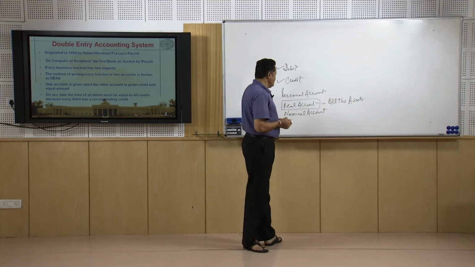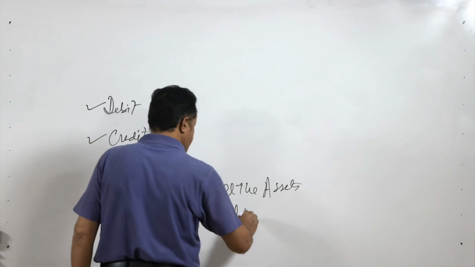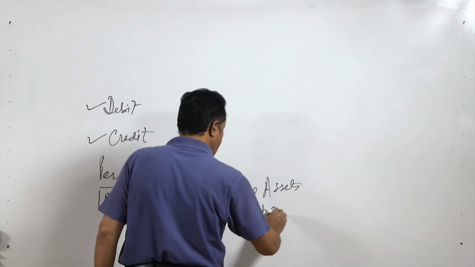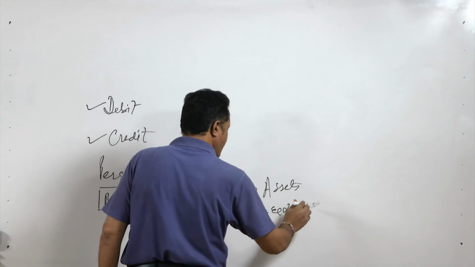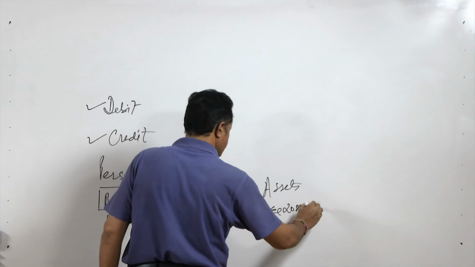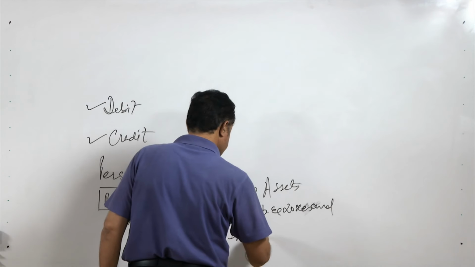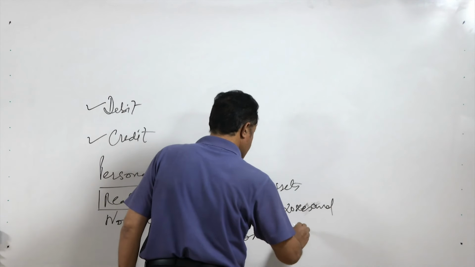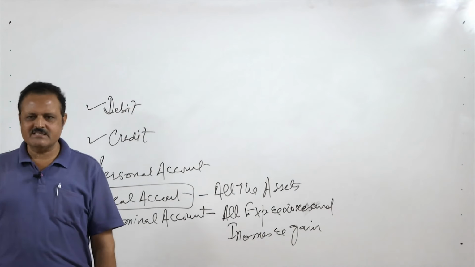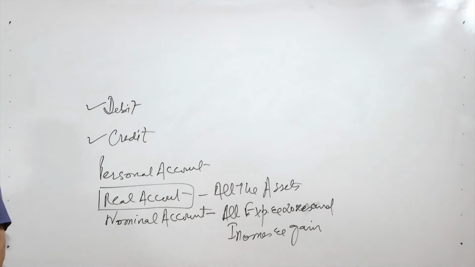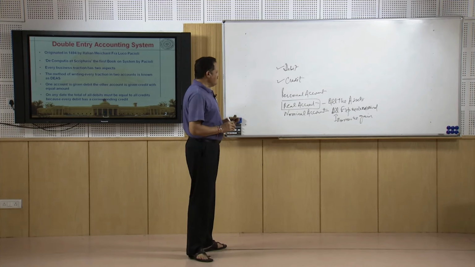Under this account, we record all expenses and losses, and incomes and gains. Any expense or loss happening to the business or any income or gain happening to the business will be recorded under the nominal account. So we have the three accounts.